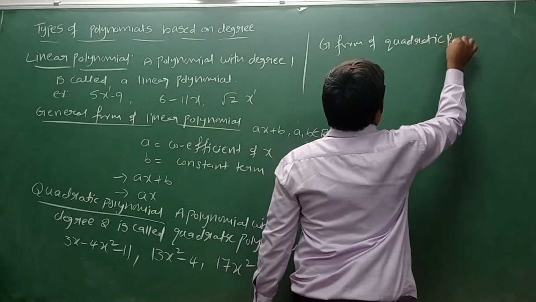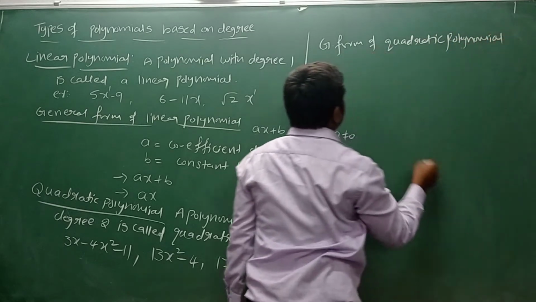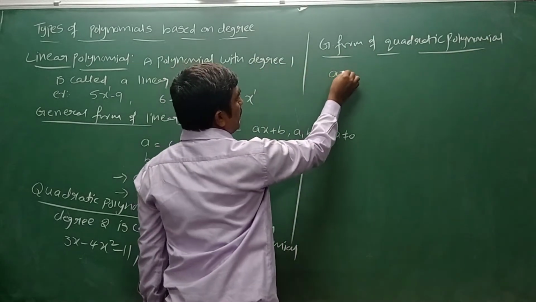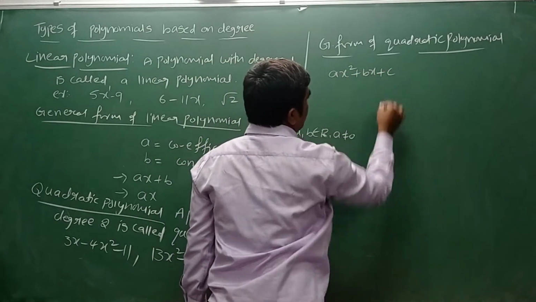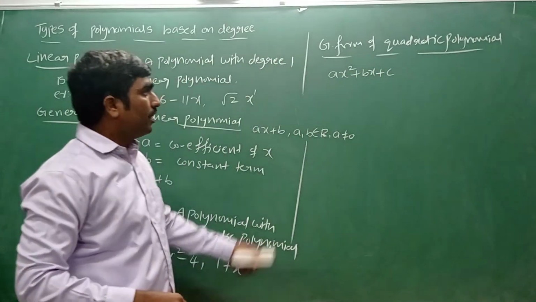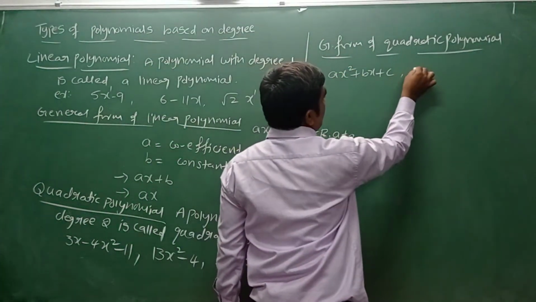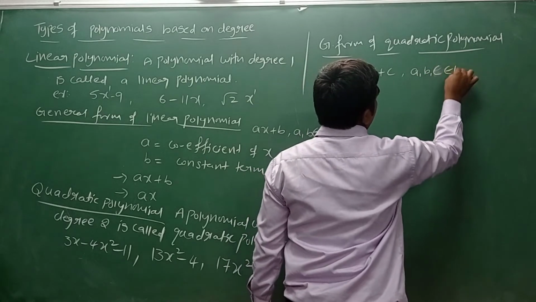General form of quadratic polynomial. Let's see its general form. The general form of a quadratic polynomial is ax square plus bx plus c. It is a polynomial in variable x. The highest power is 2. What about these a, b, c? a, b, c are constants which belong to real numbers.